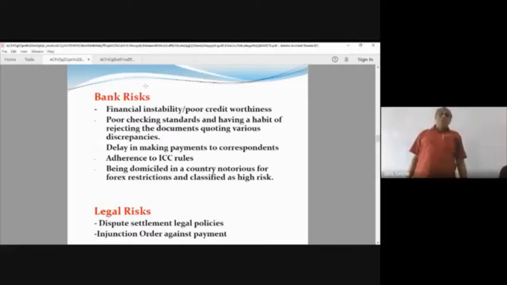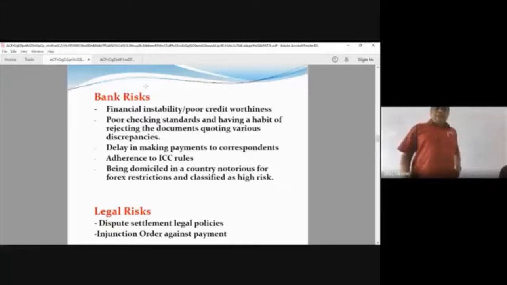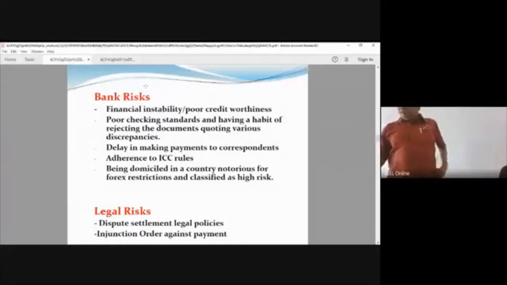Then being domiciled in a country notorious for forex restrictions and classified as high risk, right? Okay. Especially some African countries. Then legal risk. Dispute settlement legal policies, injunctions. That's another case, right?